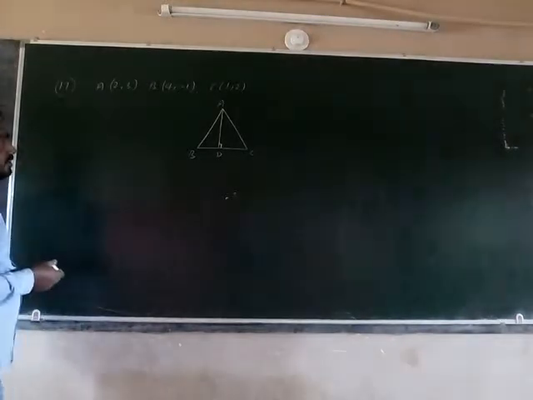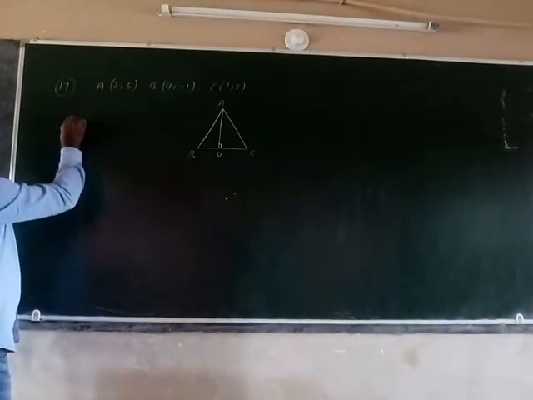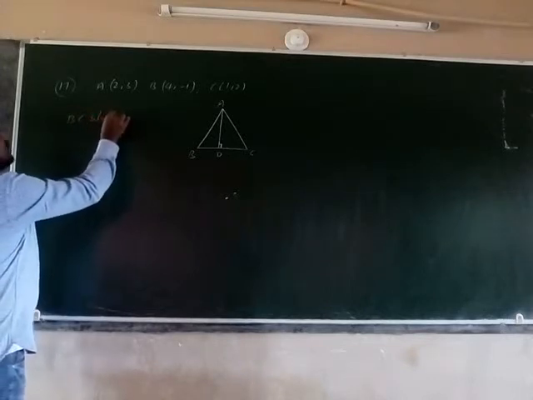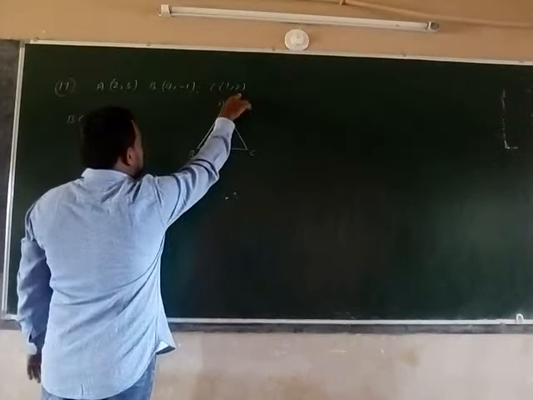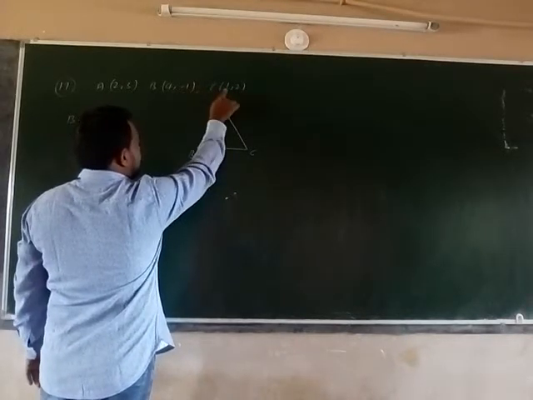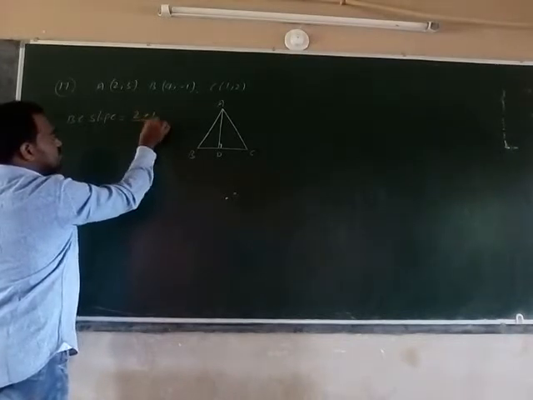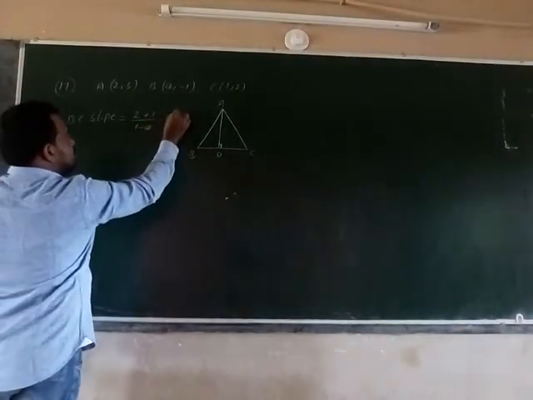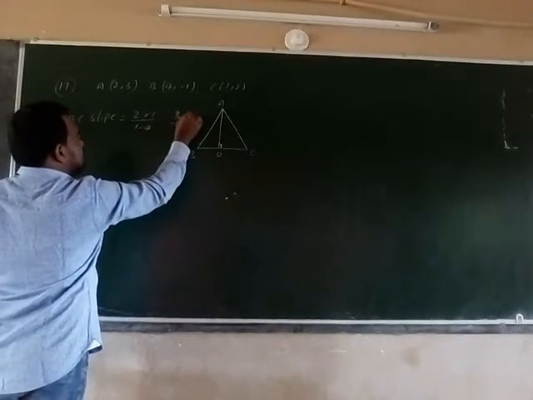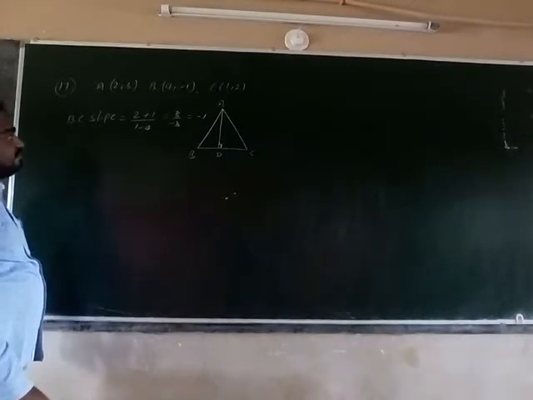How are we finding this? First I am finding the BC slope. BC slope is equal to, this is x1, y1, x2, y2. Slope formula: y2 minus y1 by x2 minus x1. That is 2 minus minus 1, that is 3, and x2 minus x1 is 1 minus 4, that is minus 3. So 3 by minus 3, that cancels to minus 1. This is the slope of BC.